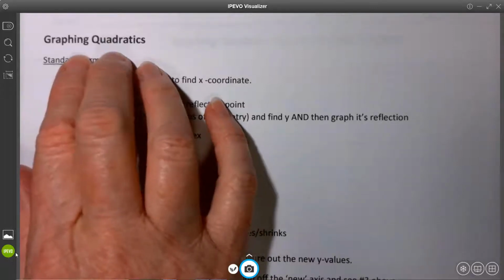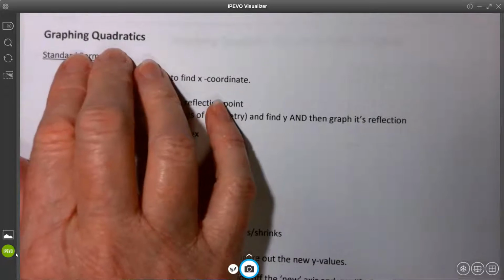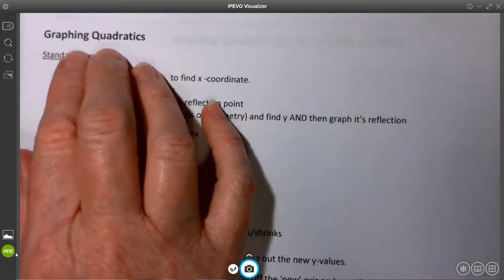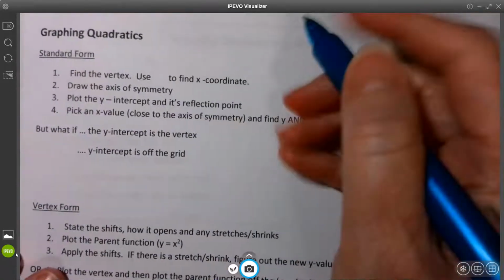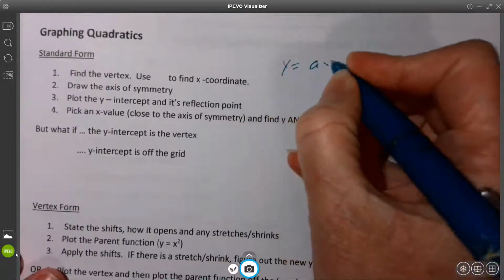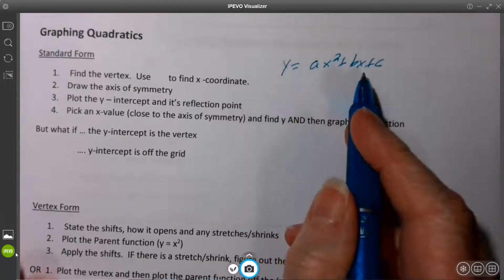We have now learned how to graph quadratic equations three different ways. So I want to go over those, and then I'd also like to talk just a little bit more about stretches and shrinks at the end. So we have graph quadratics by standard form. Standard form again is y equals ax squared plus bx plus c. So this is standard form.